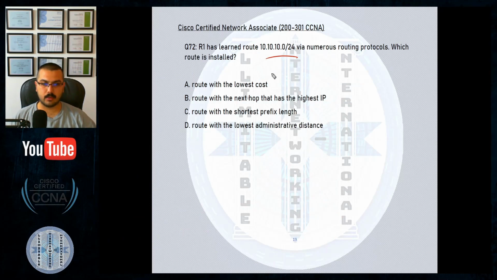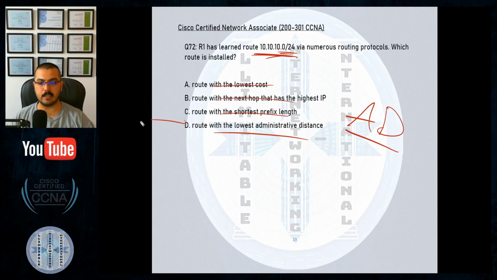R1 has learned this route via numerous protocols. If you learn the same route from different sources, all equal in the longest match, the subnet mask, then who will win? According to chapter 3, the one with the lower administrative distance. Since all of them are equal, the lowest AD wins. If they were different, then the one with the most specific prefix match would win. That will be a different case.